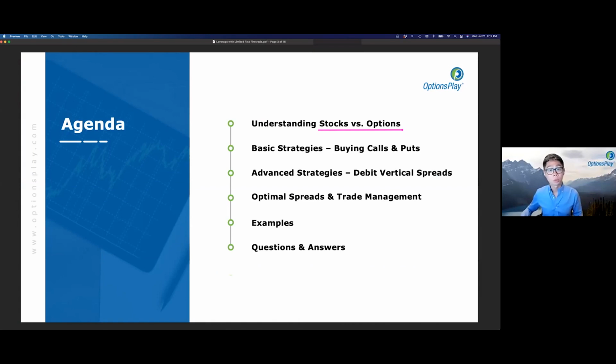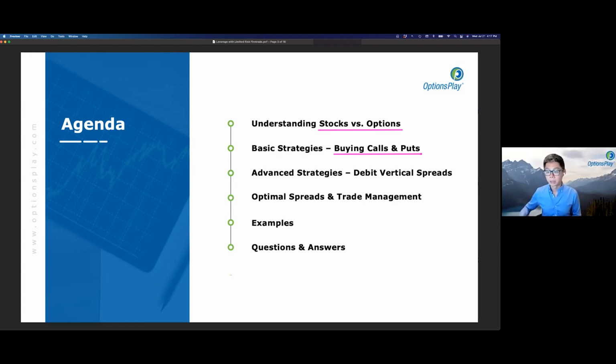And then we're going to discuss two basic strategies, buying calls and buying puts. Basically, these are the two basic strategies that give you this leverage factor, but do so from a limited loss perspective. So we want to talk about the benefits of buying calls and puts and some of the limitations or challenges that you have when you're buying a call or a put.